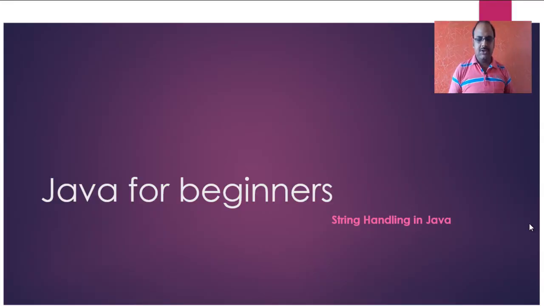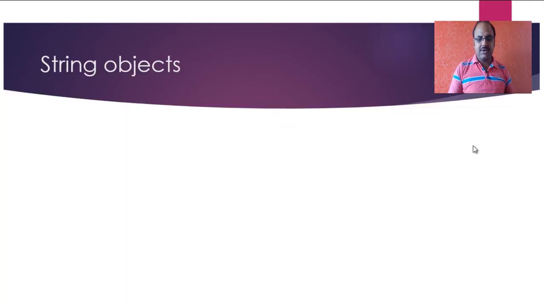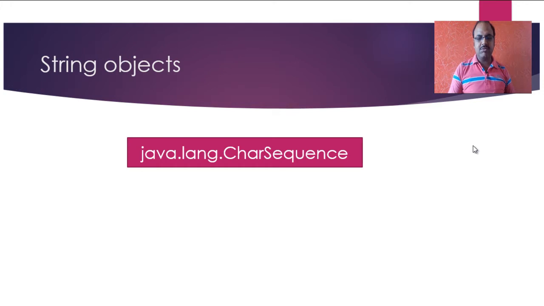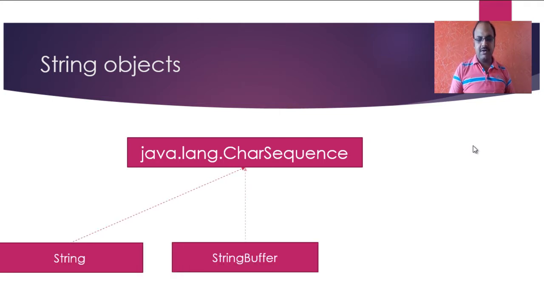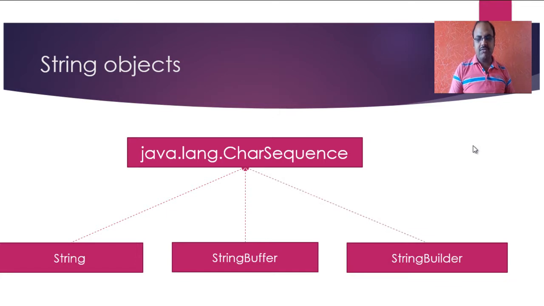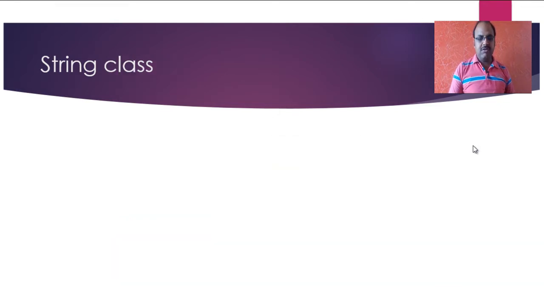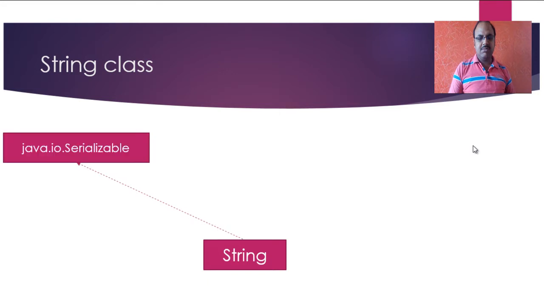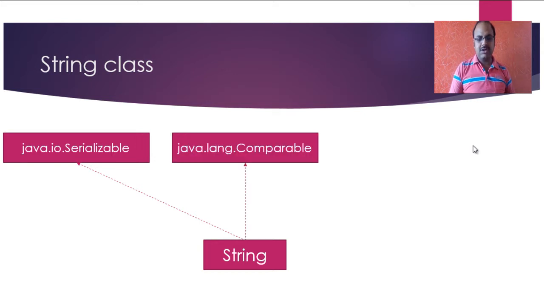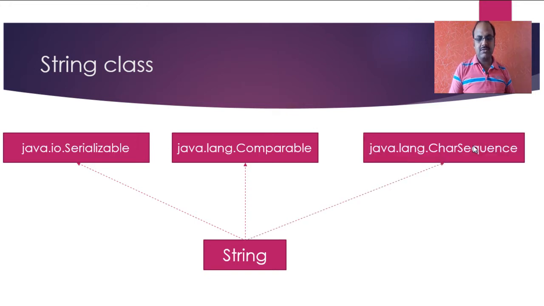The widely used objects in Java are strings, so it is necessary for all Java beginners to learn string handling in depth. Strings are nothing but a sequence of characters. The CharSequence interface is used to represent a sequence of characters. This interface is implemented by the String, StringBuffer, and StringBuilder classes. So we have three different classes to create string objects. However, the String class is widely used for string handling. The String class implements three different interfaces: number one is Serializable, number two is Comparable, and number three, as you know, CharSequence.